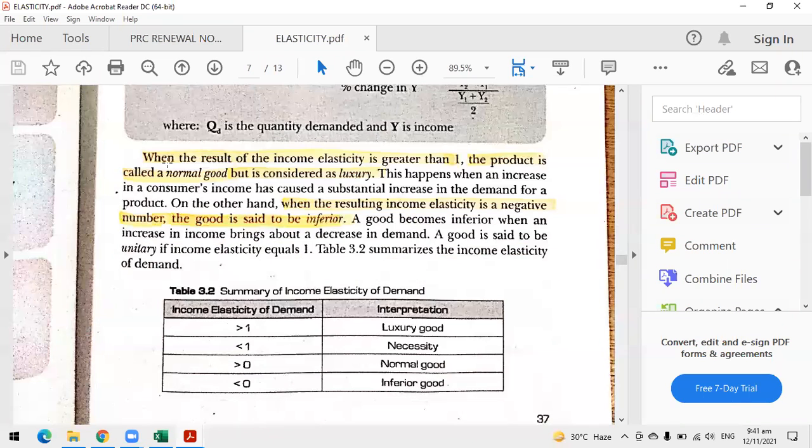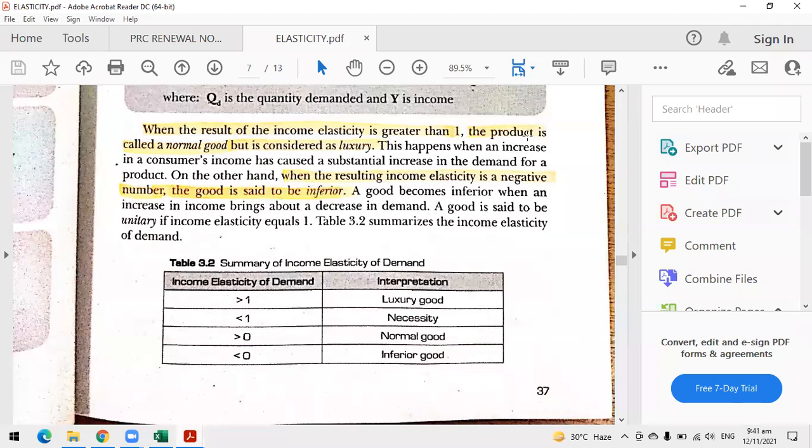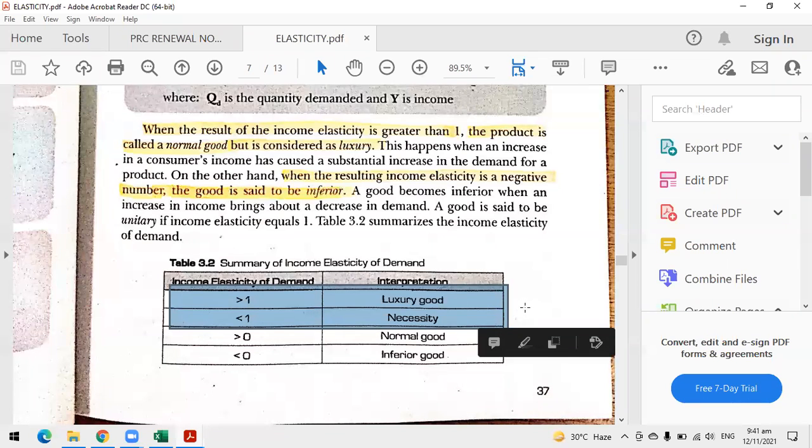Okay? Next. So, when the result in the income elasticity is greater than 1, then the product is called a normal good. But it's considered as a luxury. So, dalawa yung magiging interpretation natin. If it is greater than 1, it is considered as luxury goods, luxurious. So titingnan natin later on, ano ba yung mga luxury or hindi luxury products sa atin. And if it is less than 1, it's a necessity.